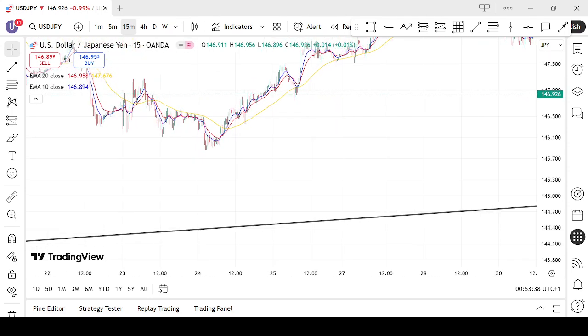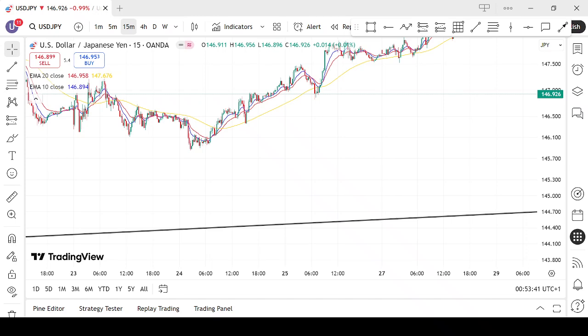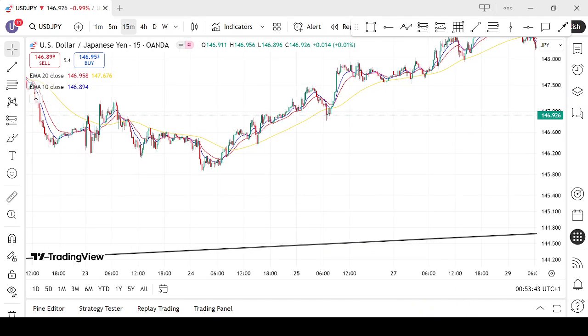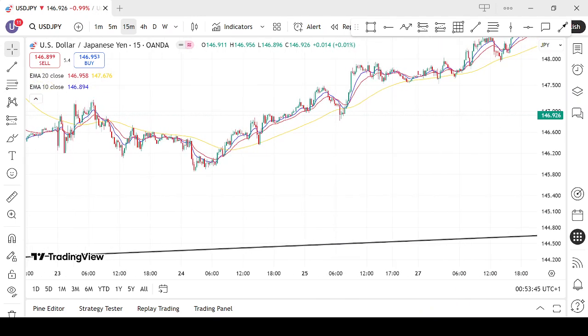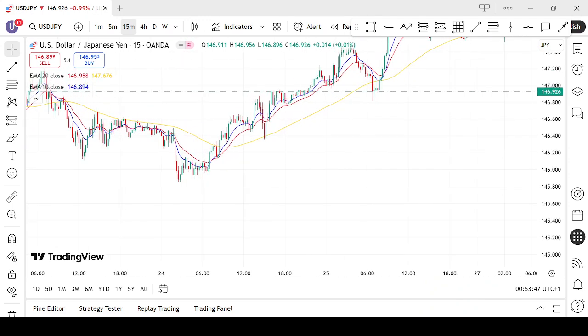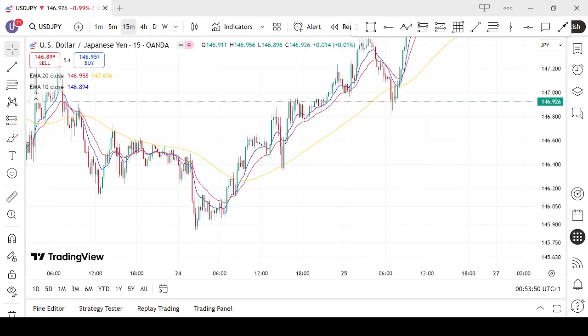Now, the third step would be to identify our signals. A buy signal occurs when the 10 period EMA crosses above the 20 period EMA and both are above the 50 period EMA. Now, let me recap. The 50 period EMA would be this yellow line. The 10 period moving average is the blue line, while the 20 period moving average is the red line.